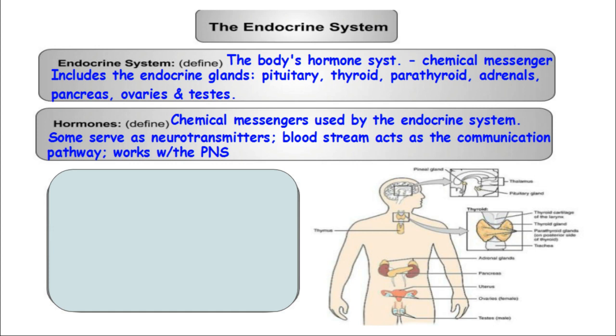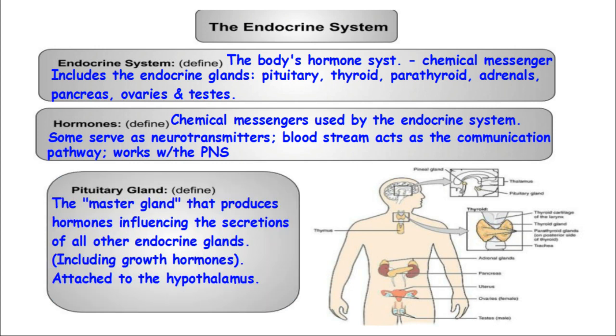Some serve as neurotransmitters, which we've already talked about, but they go into the bloodstream and they act as communication pathways. And for the most part, they work with the peripheral nervous system to help us either in an emergency situation or to calm down after that period of time.